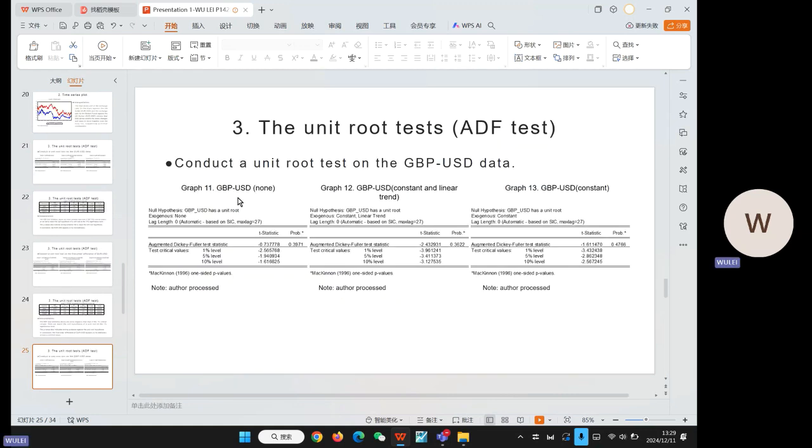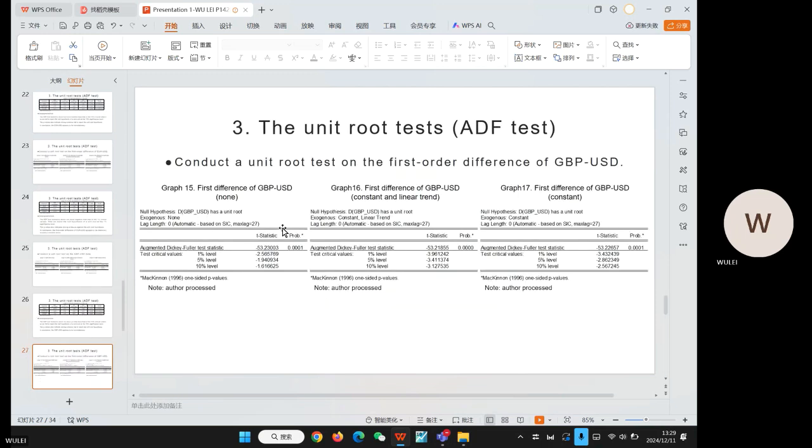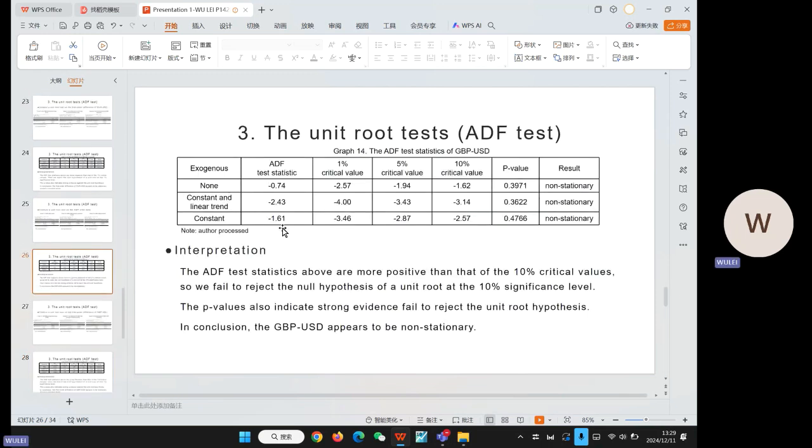Then we do the ADF test on the GBP/USD data. There are three pictures in the results from EViews. Then let's see the results of the ADF test statistics. The ADF test statistic is more positive than the 10% critical value, so we fail to reject the null hypothesis of a unit root at the 10% significance level. The p-values also indicate strong evidence for not rejecting the unit root hypothesis. In conclusion, the GBP/USD appears to be non-stationary.